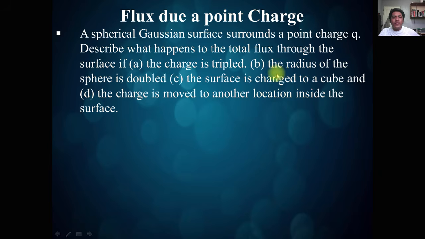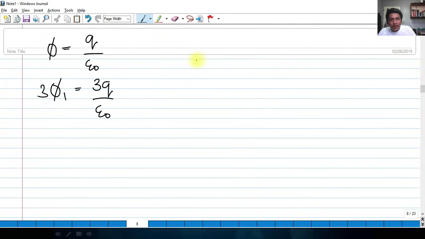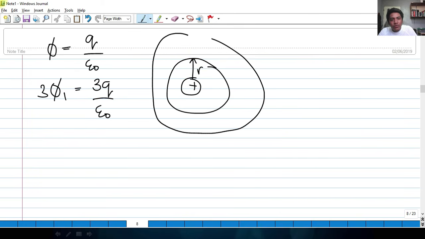the radius of the sphere is doubled. So we have here a sphere, let's say, and inside this we have a positive charge. Forgive me for my drawing. So this has a radius r. This is our surface sub 1. Let's say s prime is our surface sub 2. So we now double the radius. What would be the effect on the flux?